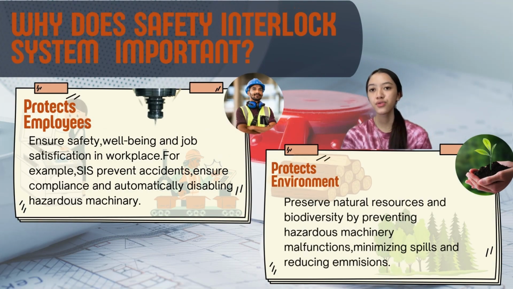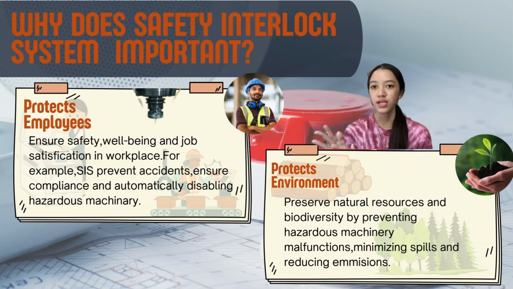Okay, let me tell you why safety interlock system is important. First of all, safety interlock system is important to protect employees by ensuring their safety, well-being, and job satisfaction in the workplace. For example, SIS prevents accidents, ensures compliance, and automatically disables hazardous machinery.